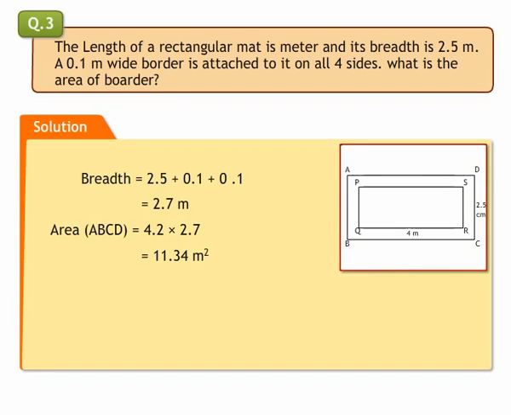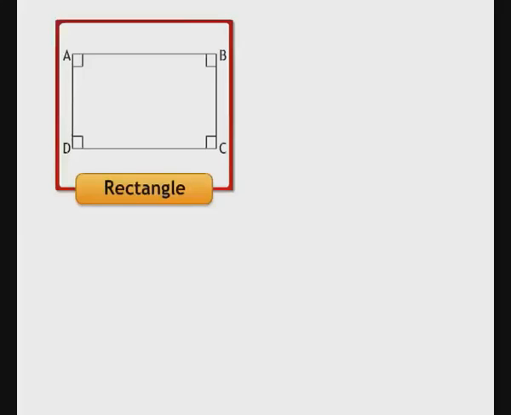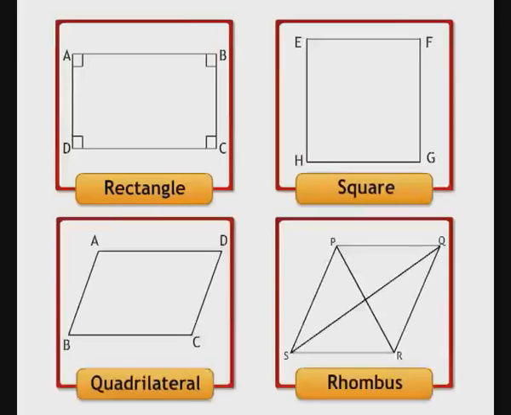Therefore, area of border is area of ABCD minus area of PQRS equal to 11.34 minus 10 equal to 1.34 square meters. We all know there are various shapes like rectangle, square, quadrilateral, rhombus, etc. Let's learn how to find their area.